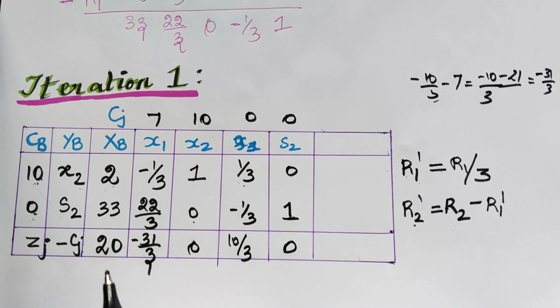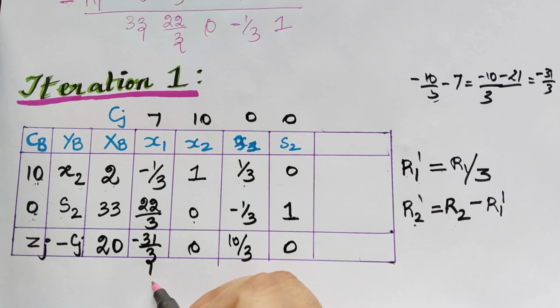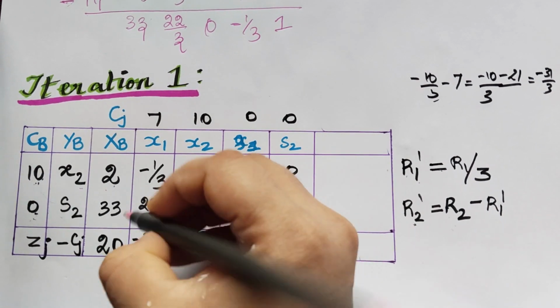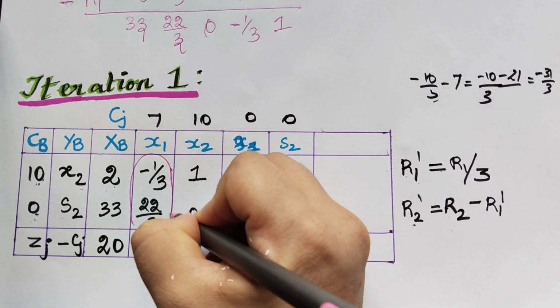Now the most negative enters the basis. We have only one negative value, which is minus 31 by 3. So x1 enters the basis. So this becomes the entering column now.